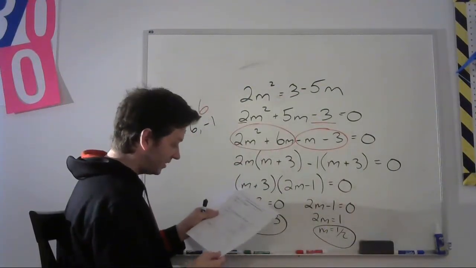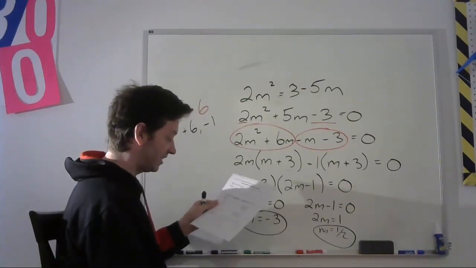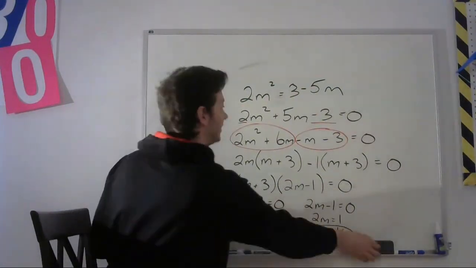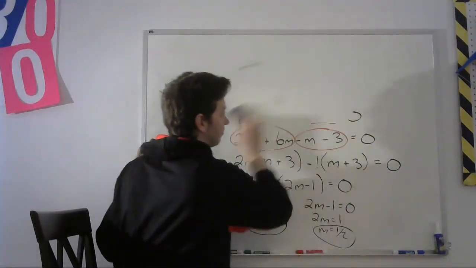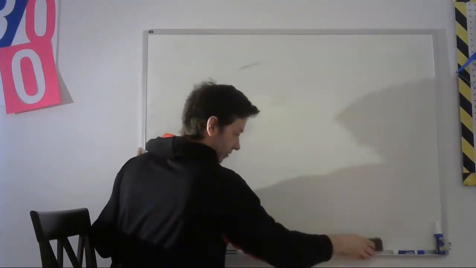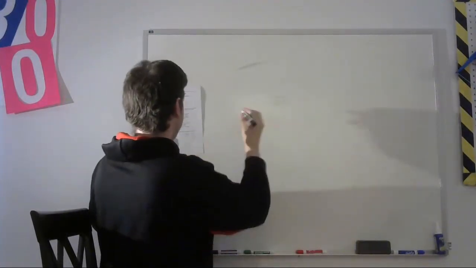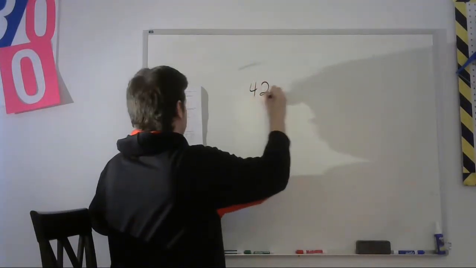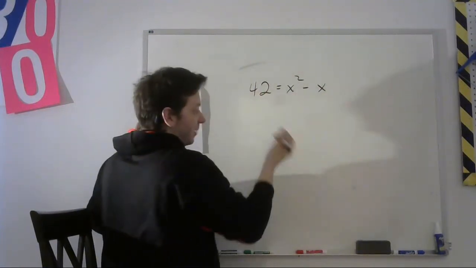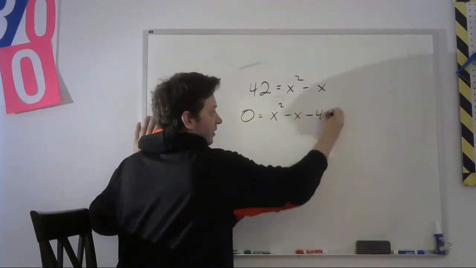All right, it says for part C, determine whether the given number is a root of the quadratic equation. So part C says, is x equals 7 a root of 42 equals x squared minus x? Let's look at this one. If you want to see if it works, let's first write this as a quadratic. So 42 equals x squared minus x. Bring 42 to the other side by subtracting it from both sides, you get 0 equals x squared minus x minus 42.